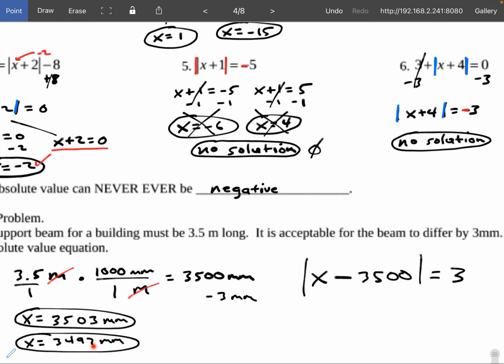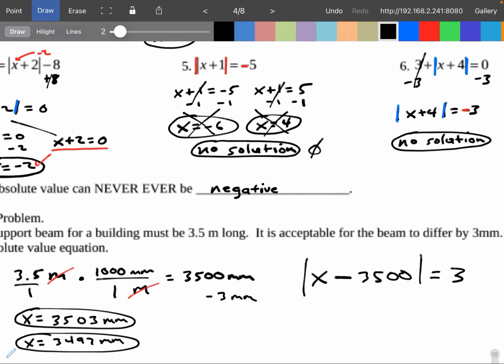Okay, so I kind of worked the problem backwards for you guys, because I wanted you to see that the two answers were pretty simple. All you had to do was add 3 and subtract 3. But the second part of the solution was you got to write this absolute value equation.